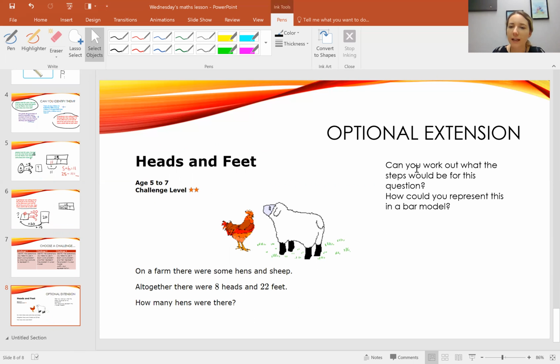So you need to try and work out the steps that you would need to be able to do for that question. What operations would you have to do to work that out? And again, how could that be represented in a bar model? So you could have a little think about that and have a go for the optional extension.